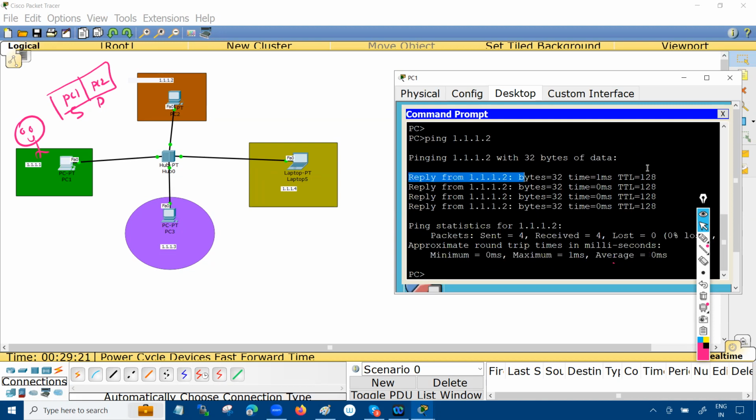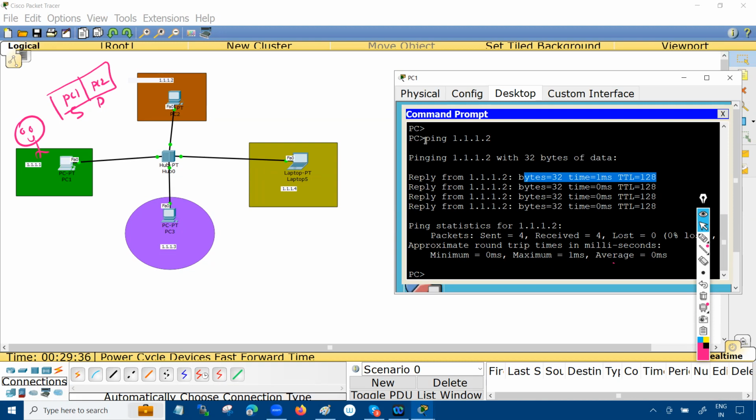It means don't worry about that. What are the TTL, bytes, and times right now? You will get to know each and every thing. Just hold on, I'm just giving you the basic information. We'll do a detailed discussion about each and every word over there.